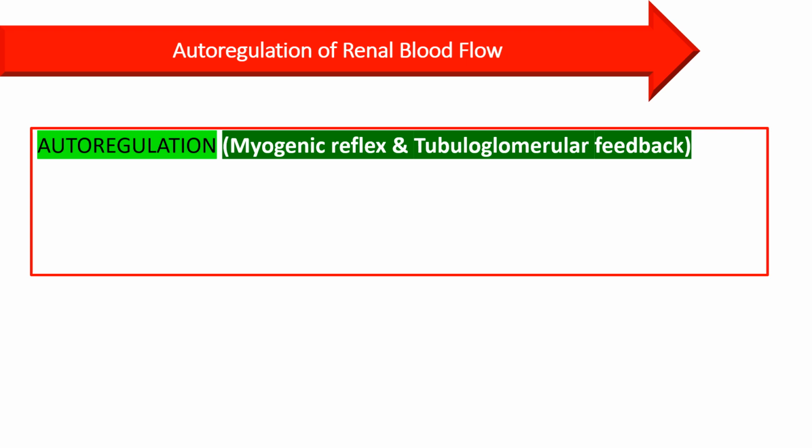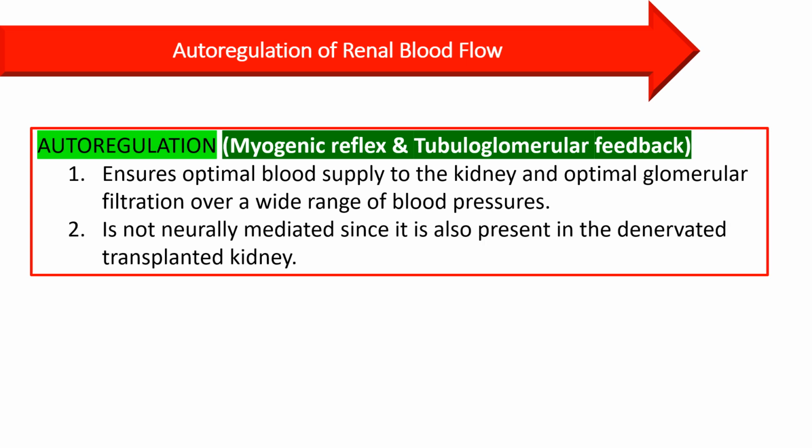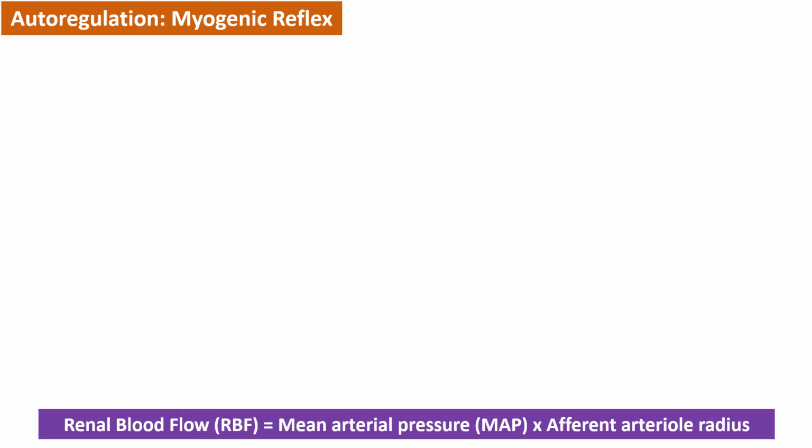Autoregulation is a process that ensures optimal blood supply to the kidneys and optimal glomerular filtration rate over a wide range of blood pressures. It is not neurally mediated since it is also present in the denervated transplant kidney. Before we talk about the myogenic reflex, we need to define renal blood flow. Renal blood flow is defined as mean arterial pressure, or MAP, times the radius of the afferent arteriole. Essentially, the gatekeeper for renal blood flow is the afferent arteriole.